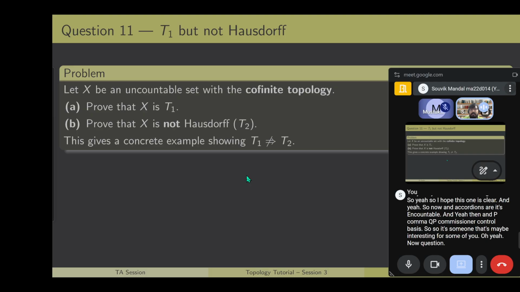Now question 11. The question is as follows. X is an uncountable set with the cofinite topology. We need to prove that X is T1 and that it's not Hausdorff, which gives a concrete example of T1 not implying Hausdorff. T1 means that every point is a closed set. That's a T1 space.